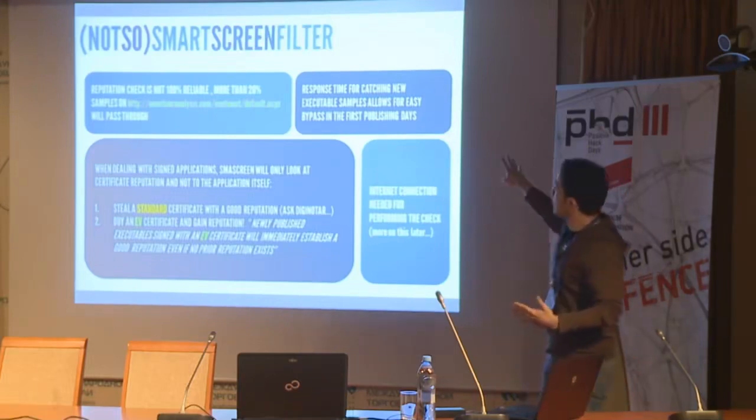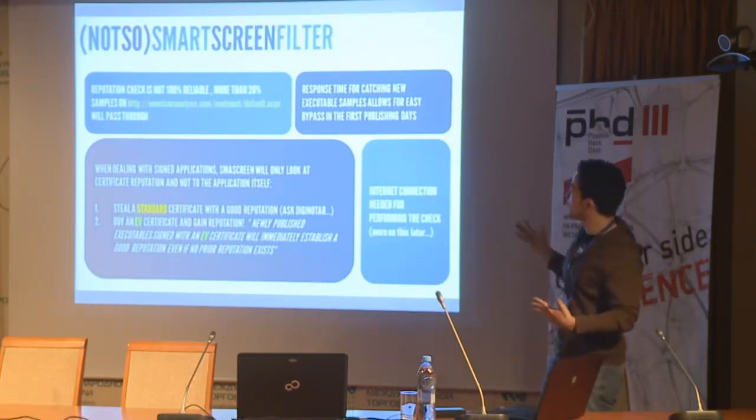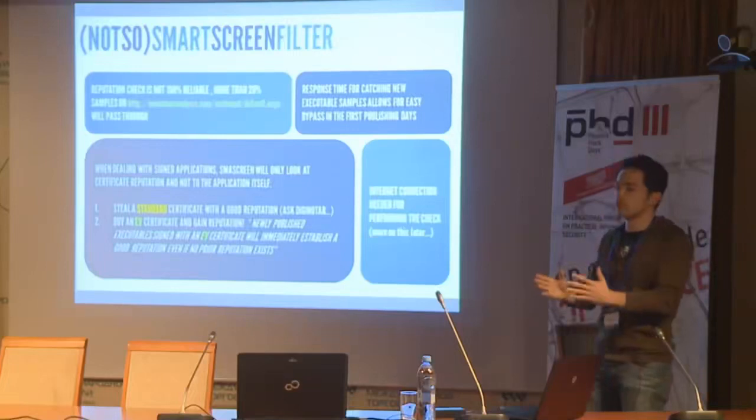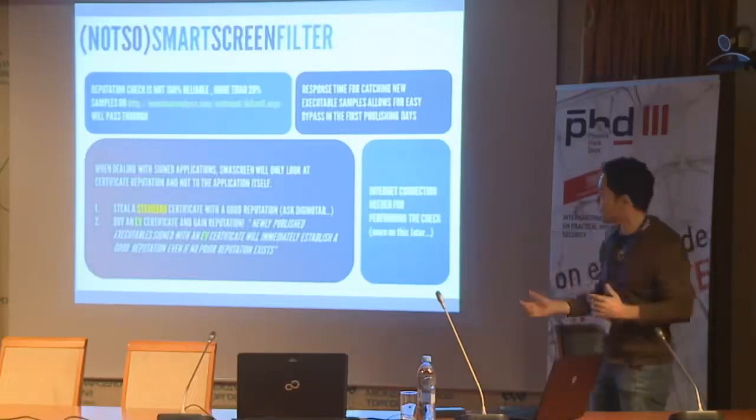Then, the response time for catching new executable samples allows for easy bypass in the first publishing days. As I showed you before, this system needs to collect enough information to actually recognize new malware samples and to say, okay, this is malware, this is not. So in the first publishing days, if you publish a malware, you have the greatest chance of bypass.